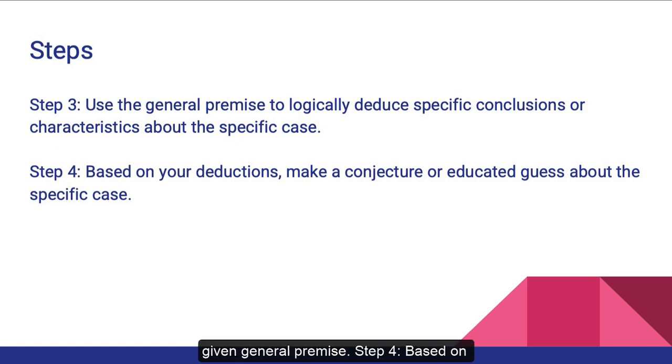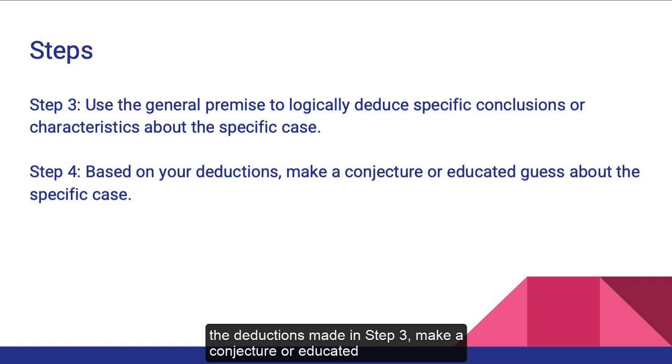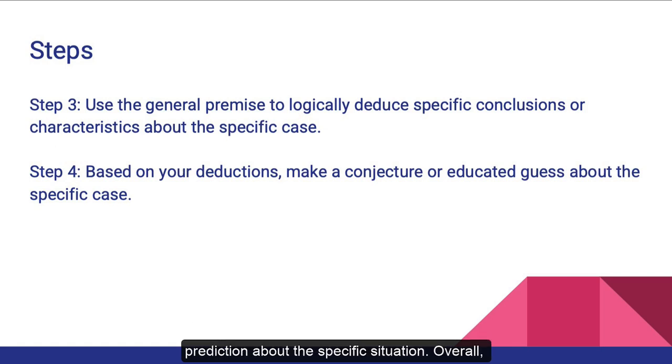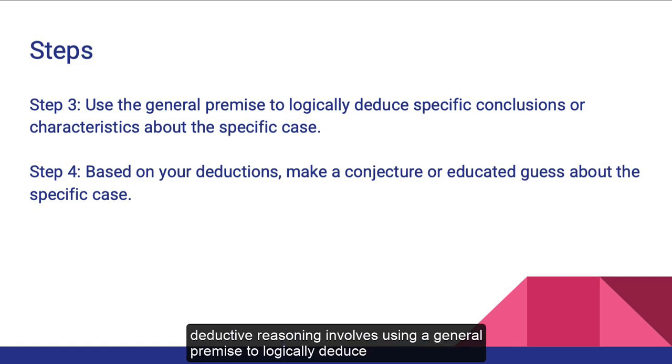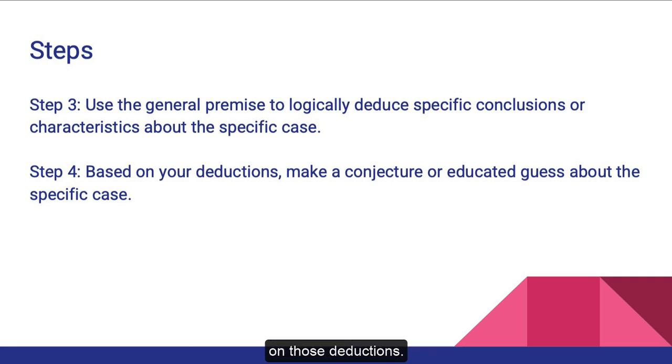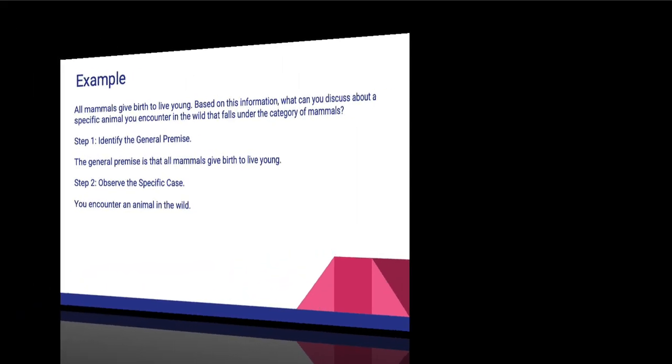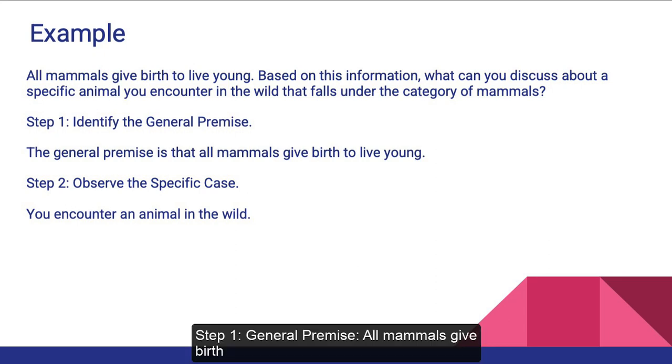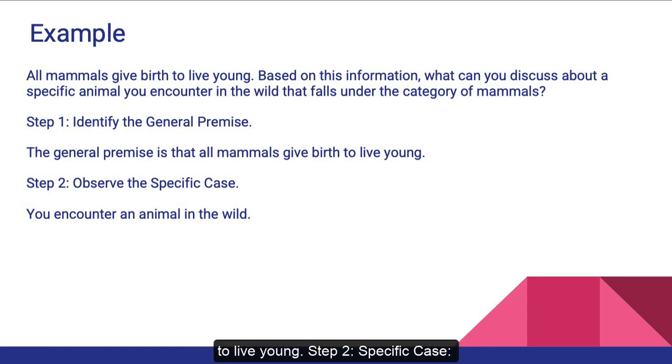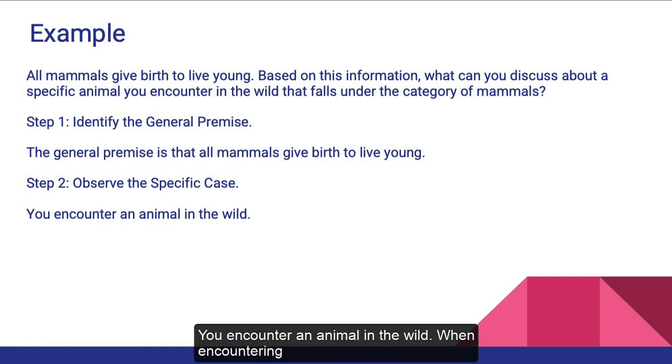Step 4. Based on the deductions made in Step 3, make a conjecture or educated guess about the specific case. This involves using the logical inferences made to form an informed hypothesis or prediction about the specific situation. Overall, deductive reasoning involves using a general premise to logically deduce specific conclusions and then making educated guesses based on those deductions. Step 1. General premise. All mammals give birth to live young. Step 2. Specific case. You encounter an animal in the wild.